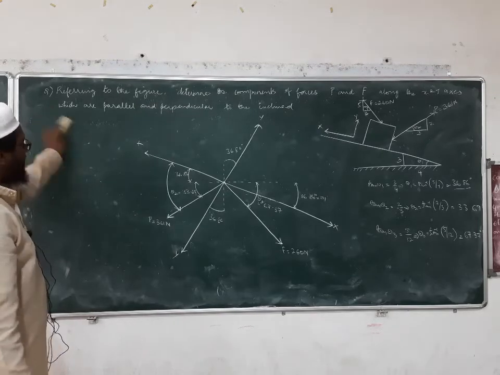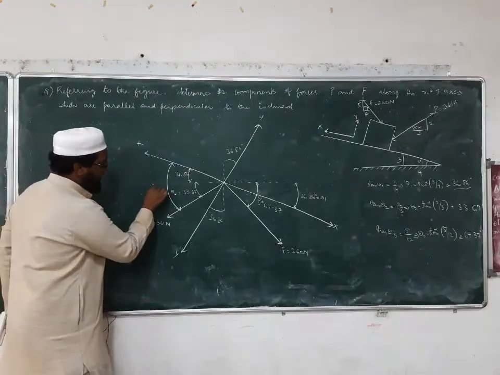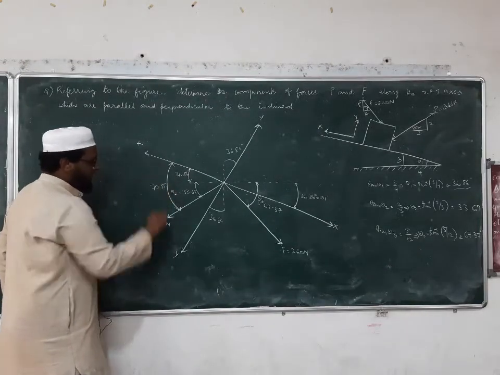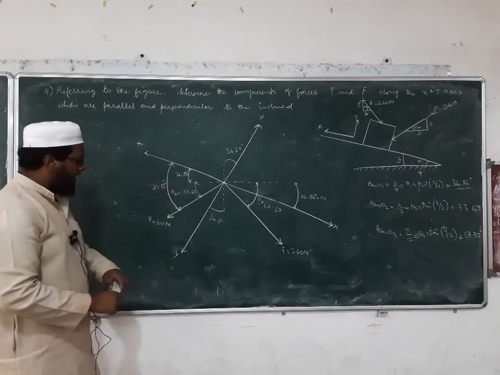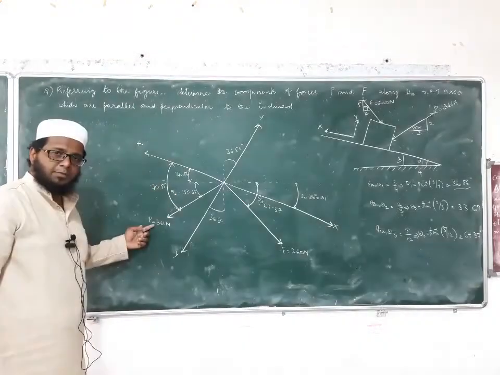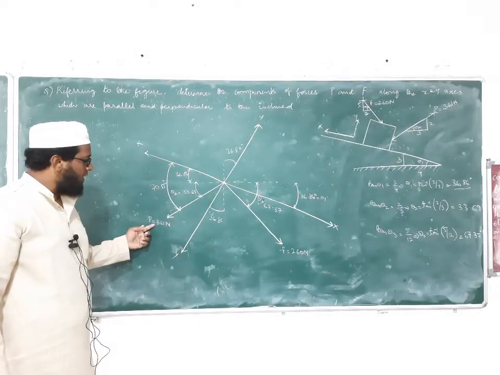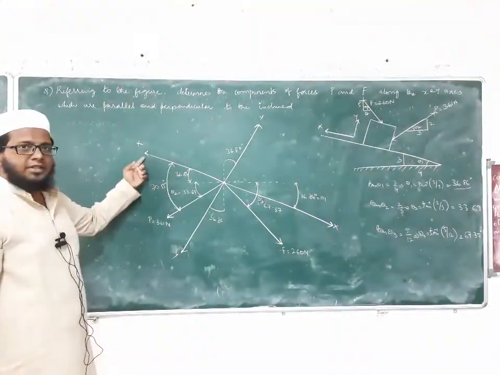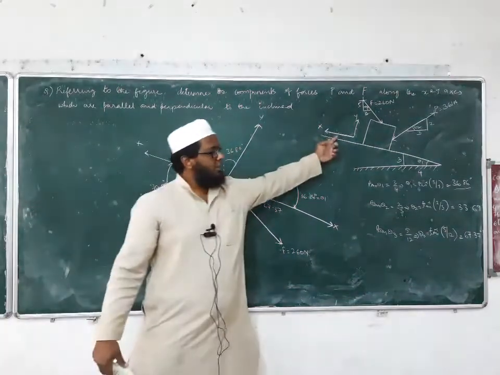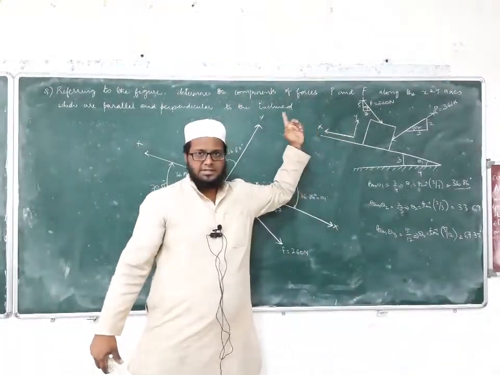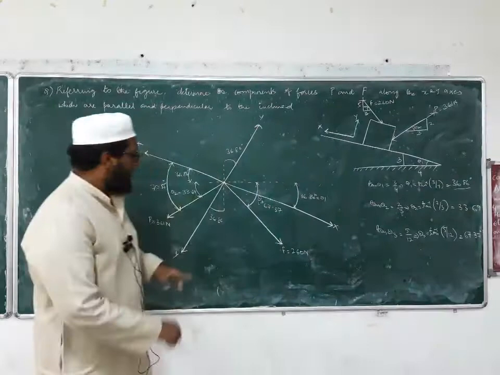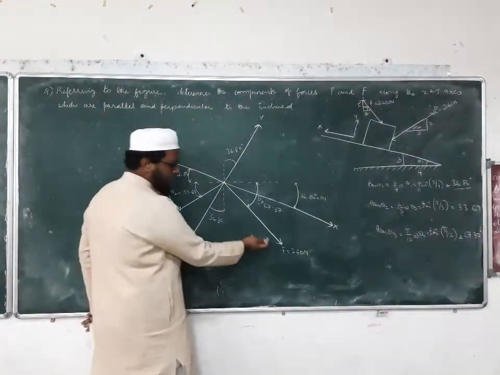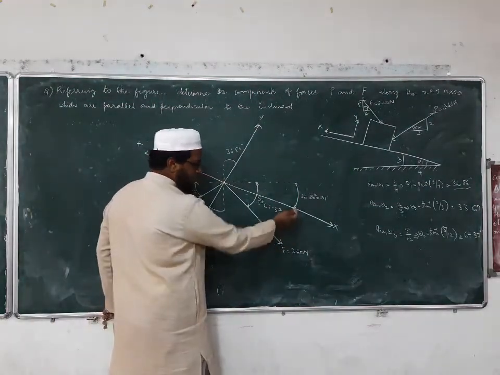Okay, so this angle is how much? The total angle is 70.55 degrees. So the angle made by this force P, which is equal to 361 Newton, is making an angle of 70.55 degrees with the given x and y axis. Able to understand? Now we will try to calculate the angle between the force F and this axis.